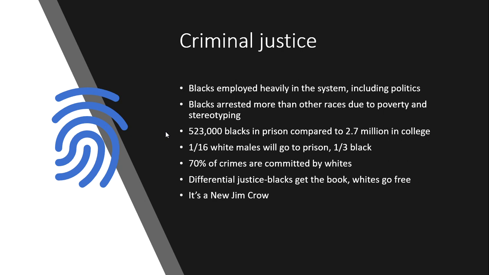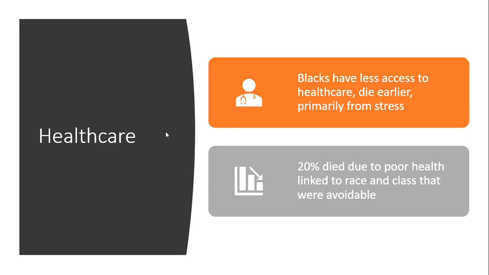But the idea is, again, is there more drugs in poverty? Yeah. Is there going to be more crime in poverty? Yeah. But who's going to commit the crimes more? White people. Okay. Blacks have less access to health care. They die earlier, primarily from stress. And again, these are social, cultural factors.